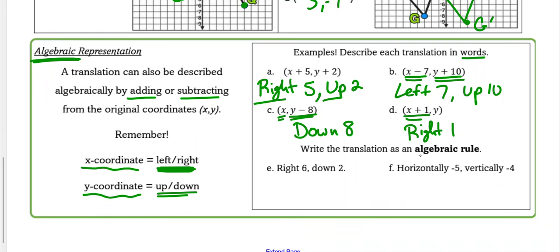So we're going to go backwards here. We're writing this as an algebraic rule. I'm trying to translate this into a rule that looks like that. If I'm going to the right, that is adding. If I'm going down, that's subtracting. So right 6, that's changing the x value by 6. It's adding 6 to the x value. Down 2, that is subtracting 2 from the y value.